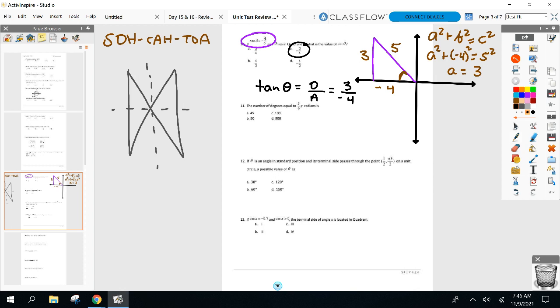I want to ask you guys this question, and I should ask this at the very beginning. At the very beginning of this problem, without knowing much, how could I have eliminated choices A and B right off the bat? Why could I have eliminated choices A and B? Connor? Because they're both positive, and it's opposite over adjacent, and the adjacent has to be negative.